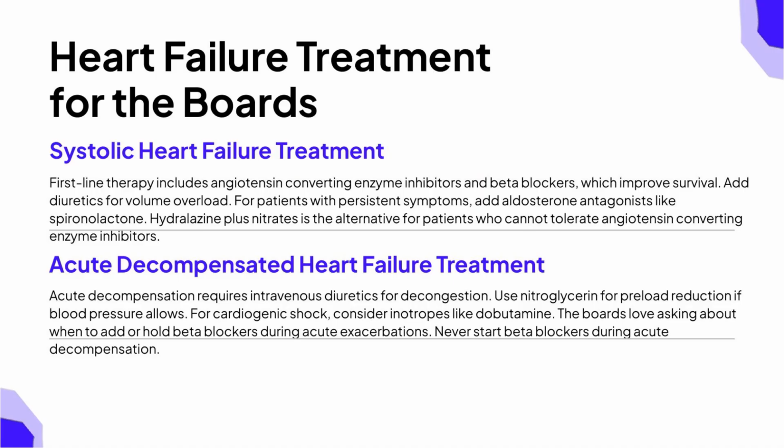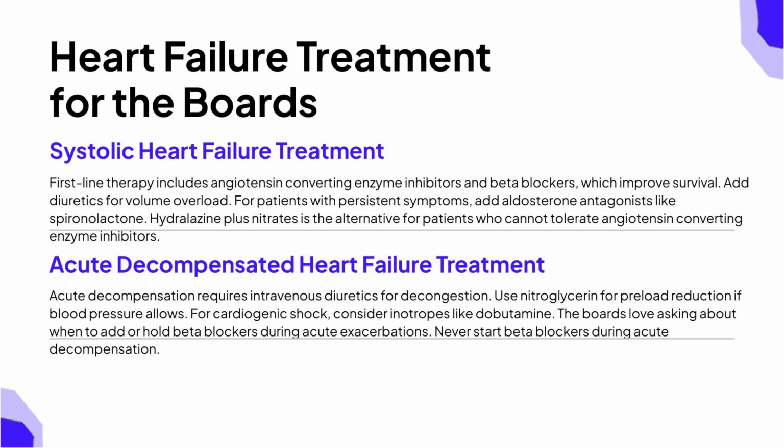Now let us talk about heart failure treatment, because this is a board favorite. For chronic systolic heart failure, the mainstays of therapy are angiotensin-converting enzyme inhibitors and beta blockers. These medications have been shown to improve survival. You add diuretics to manage volume overload and symptoms. For patients who remain symptomatic despite optimal medical therapy, aldosterone antagonists like spironolactone are added. If a patient cannot tolerate angiotensin-converting enzyme inhibitors, the alternative is hydralazine plus nitrates.